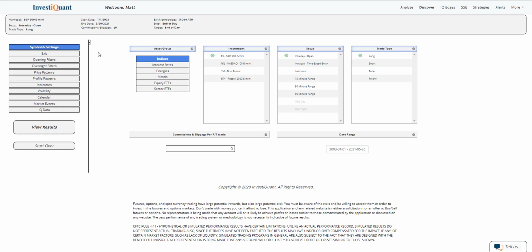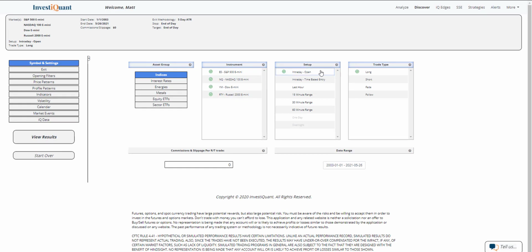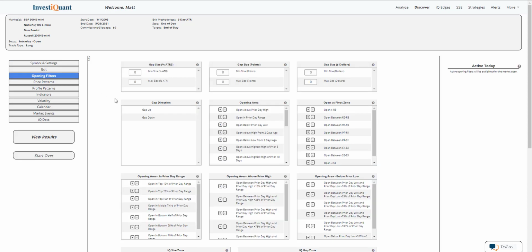So let's do that here, looking at all four instruments. And we will use an intraday open setup, which means it is getting long at 9:30 a.m. Eastern Time. The exit will be set to the close of regular trading hours, which is 4:15 p.m. Eastern Time. Now, currently, we are trading higher in the overnight session. So for opening filters, I'm going to say we are gapping up. That just means that the opening print is above the prior day closing print.